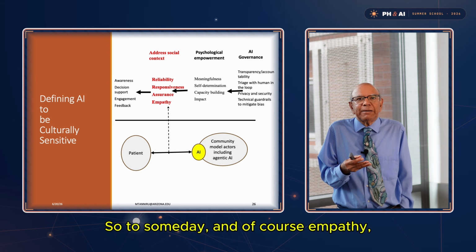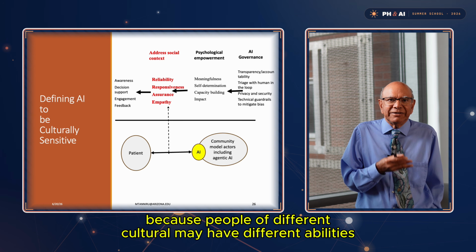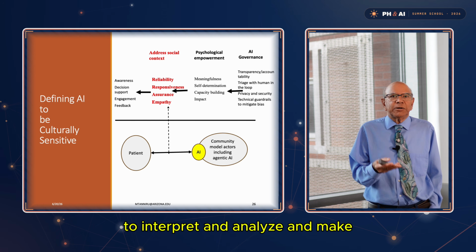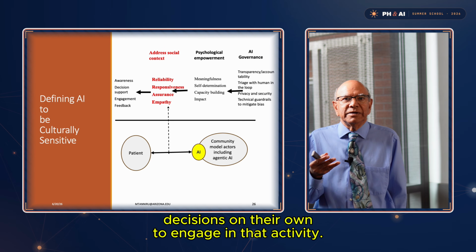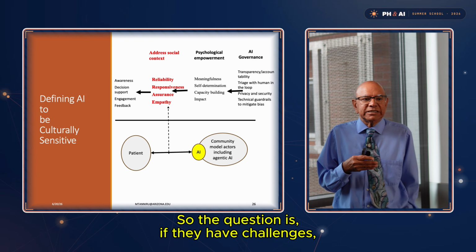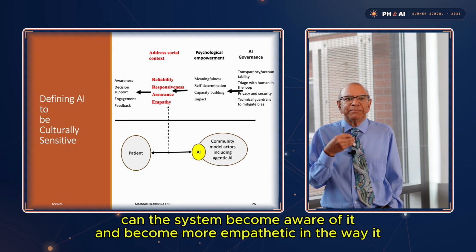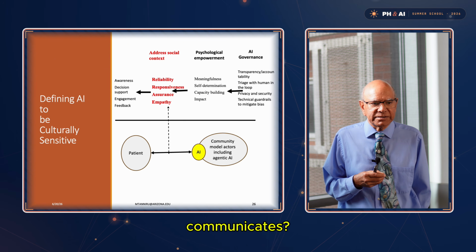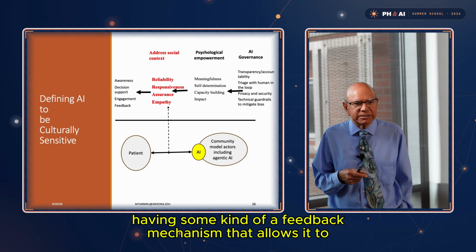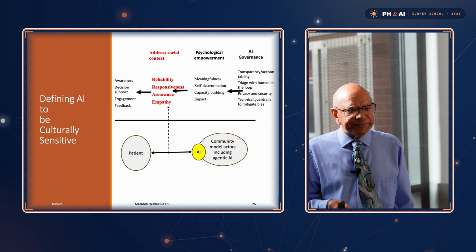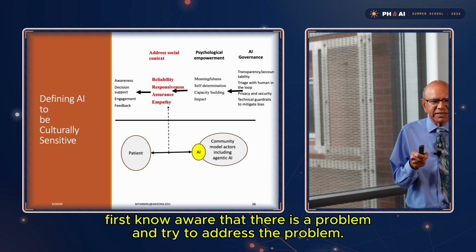And of course empathy, because people of different cultural backgrounds may have different abilities to interpret, analyze, and make decisions on their own to engage in that activity. So the question is, if they have challenges, can the system become aware of it and become more empathetic in the way it communicates? And of course, lastly, having some kind of a feedback mechanism that allows it to first become aware that there is a problem and try to address the problem.